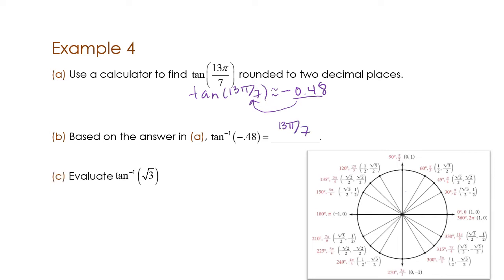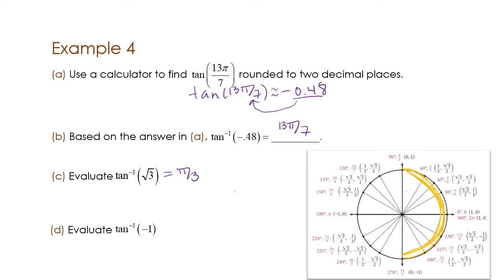So if we had to evaluate the tangent inverse of root 3, we said that the tan inverse was restricted between negative pi over 2 and pi over 2. So it's the same restrictions as the sine inverse function has. So where does the tangent equal root 3? Well, the tangent equals root 3 when we are at pi over 3. So it's going to be pi over 3.